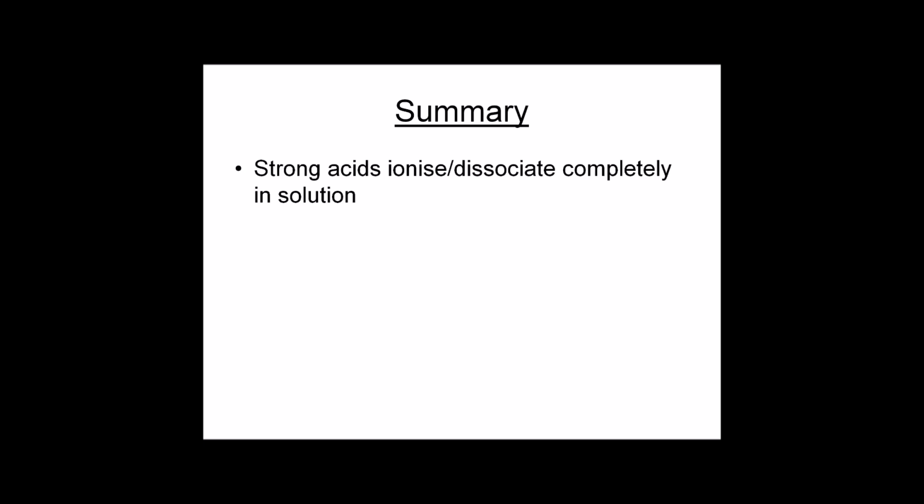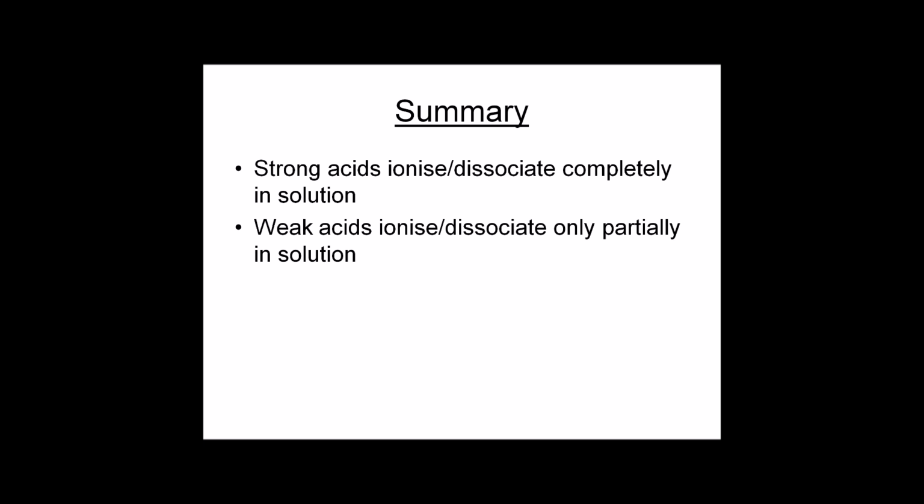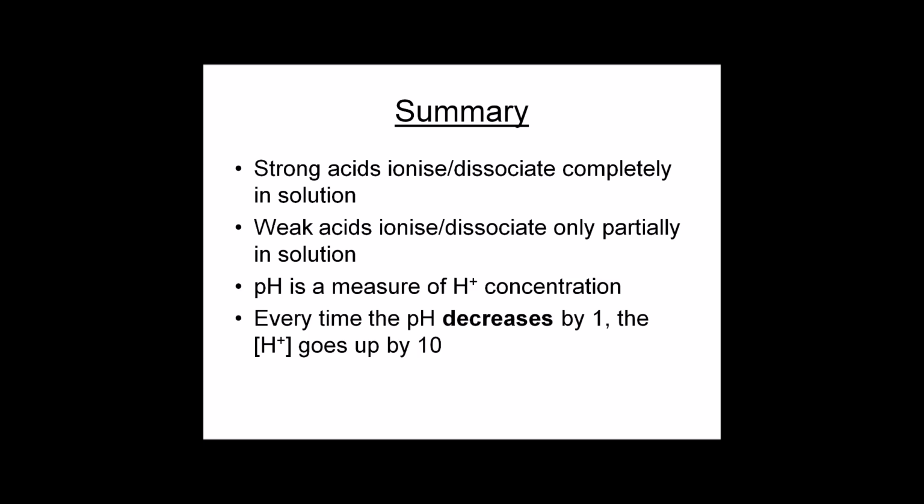Now for the summary. So, what we've covered today. Strong acids ionize or dissociate completely in solution to release H+ ions, hydrogen ions. Weak acids dissociate only partially in solution. pH is a measure of the hydrogen ion concentration, and every time the pH decreases by 1, the hydrogen ion concentration goes up by 10 times. Okay, 10 times. And the inverse is obviously true. Every time the pH increases by 1, the hydrogen ion concentration goes down by 10 times.